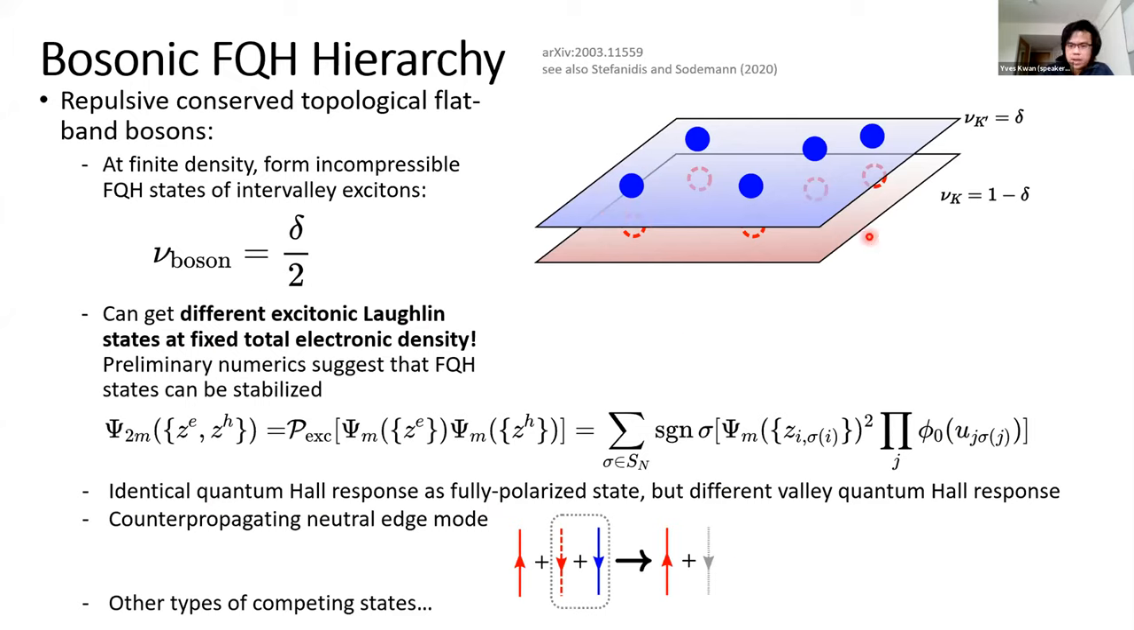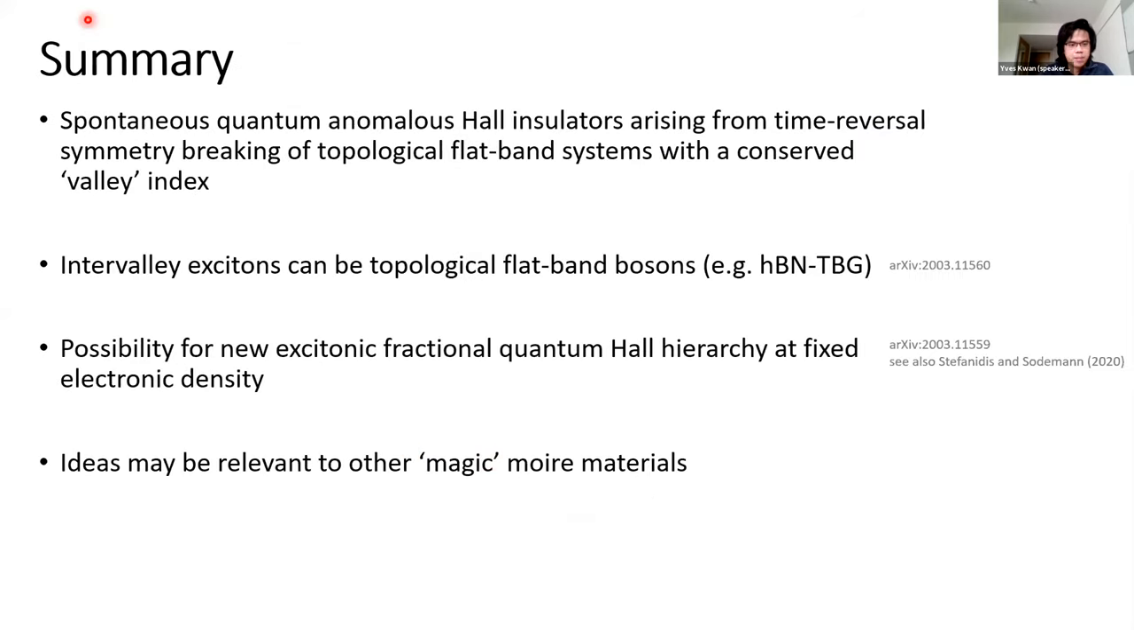Also, if you were to look at the edge structure, you'll get the original integer edge of the parent quantum anomalous Hall edge, but this state will now give you a counterpropagating neutral edge mode, which can carry heat and valley. And in our paper, we also look at other types of competing states that might be present depending on the interactions, etc. It looks like I'm running to the end of my time, so I'll end by flashing you this slide. So thank you.